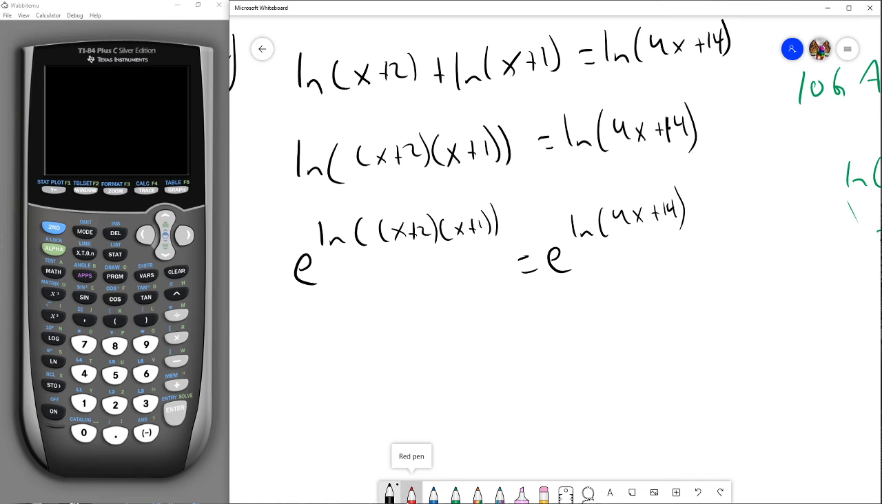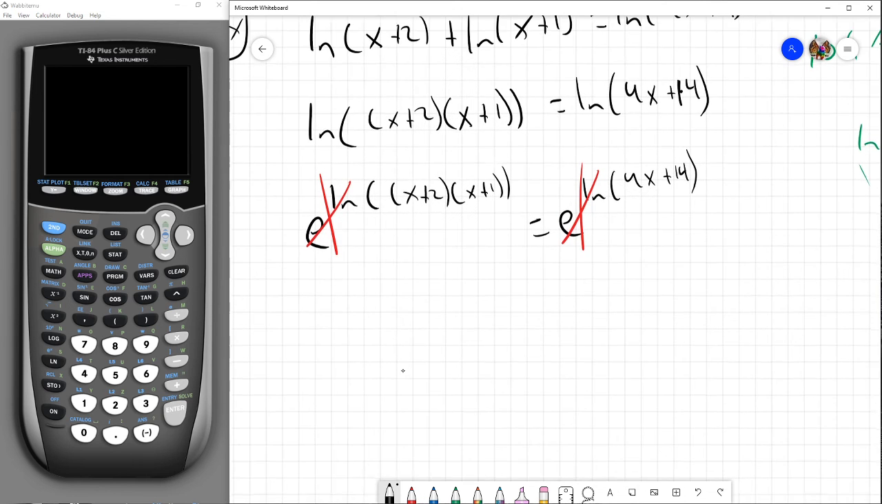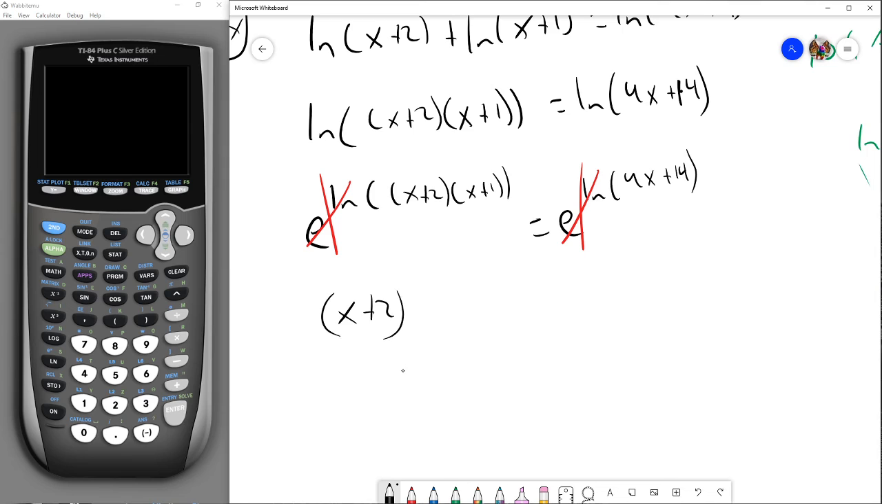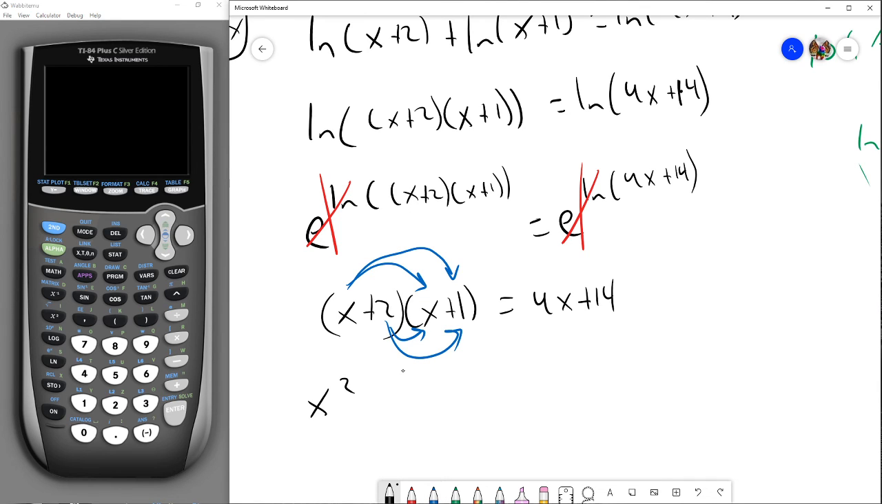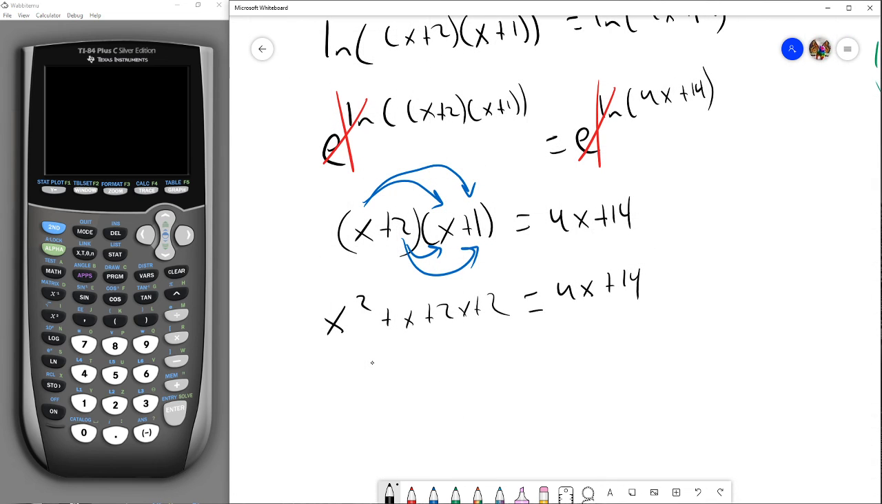Now on both sides we are applying our same property, so we get our mutual slaughter on both sides there, leaving us with x plus 2 times the quantity x plus 1 is equal to 4x plus 14. Who knew mathematics could be so violent? Now, at this point, we need to do our distributions again. So we'll go ahead and do our distributing. That gives us x squared plus x plus 2x plus 2 is equal to 4x plus 14. And we can start combining terms.